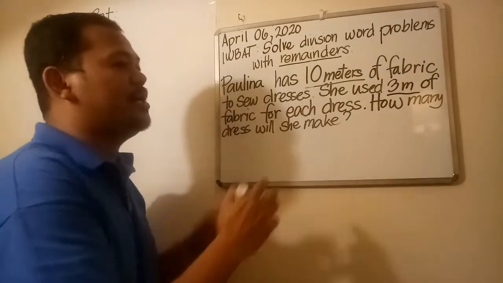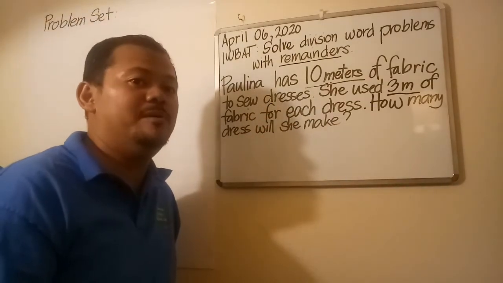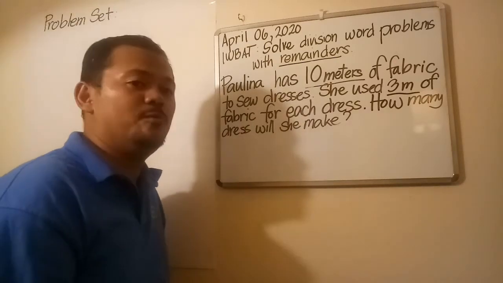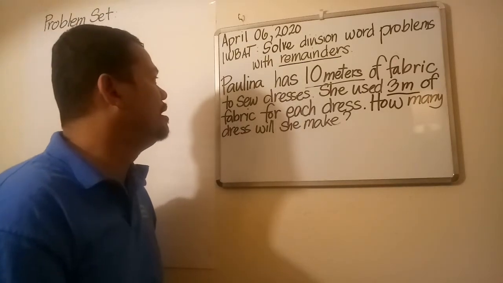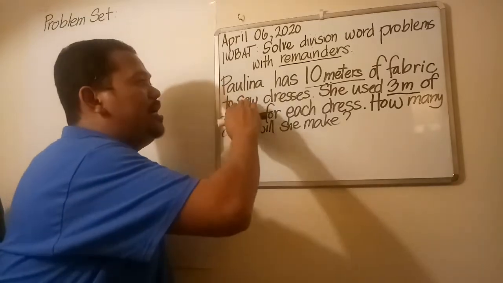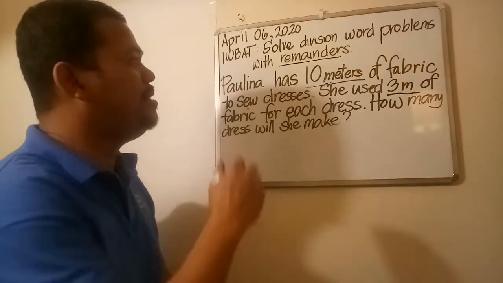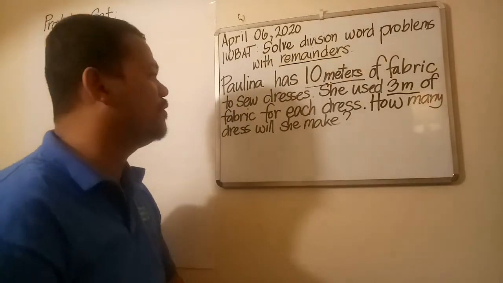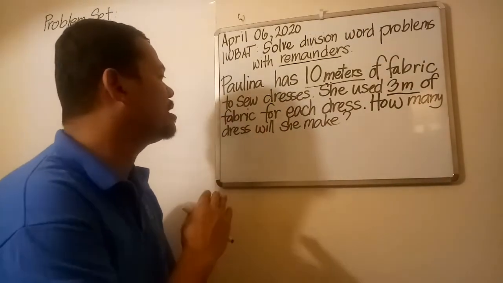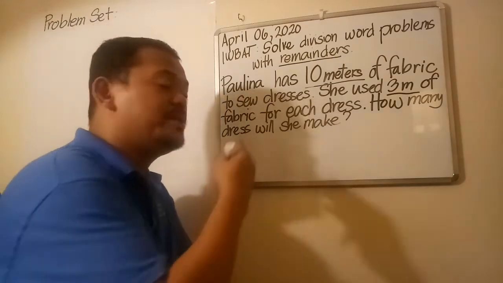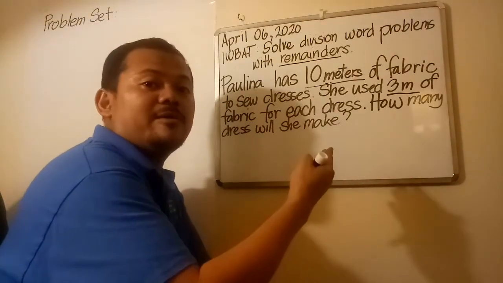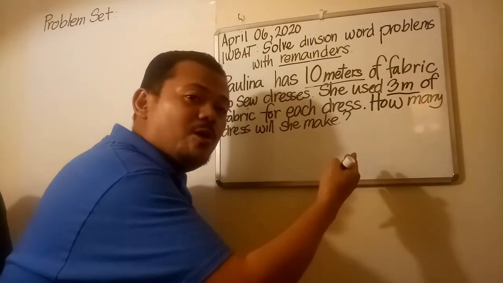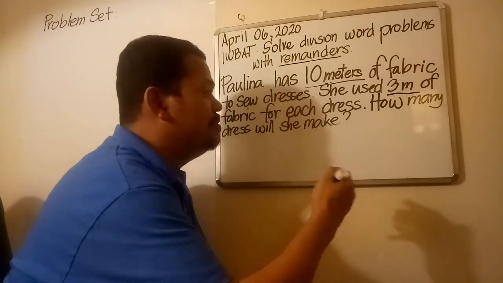Instead of answering using our tape diagram, let us try to use the standard algorithm to find out how to answer fast our problem in division with remainders. Okay, so we got here again, Paulina has 10 meters of fabric to sew dresses. She used 3 meters of fabric for each dress. How many dresses will she make? We have tried to solve this already using the tape diagram. And now we are going to use our standard algorithm.